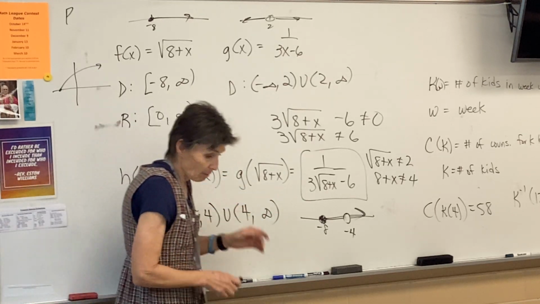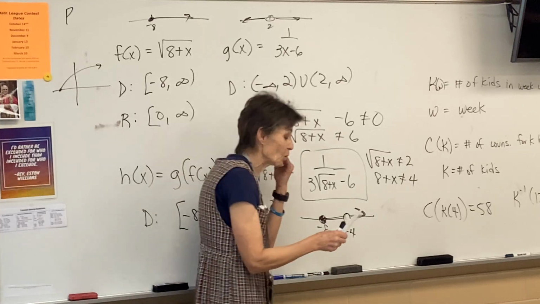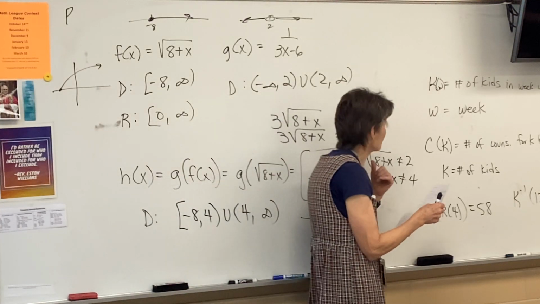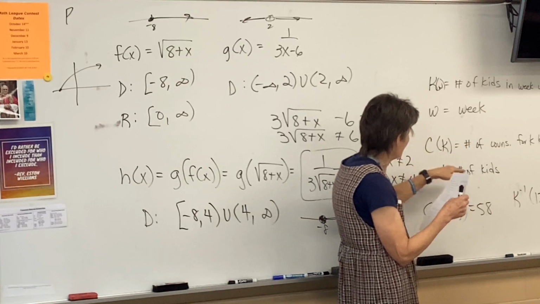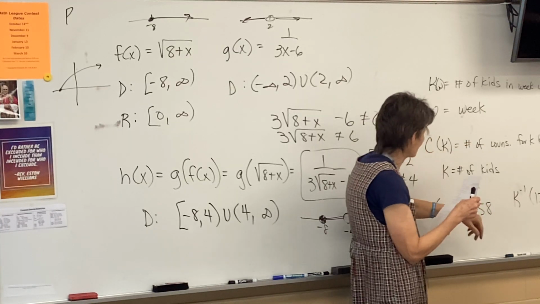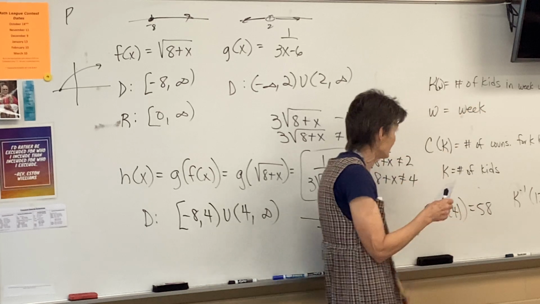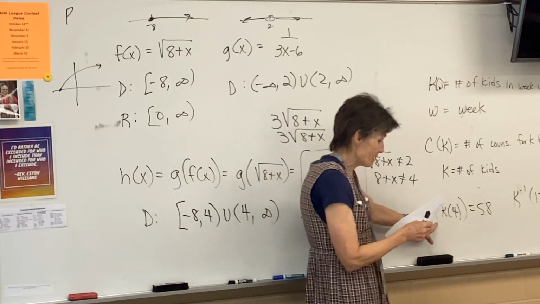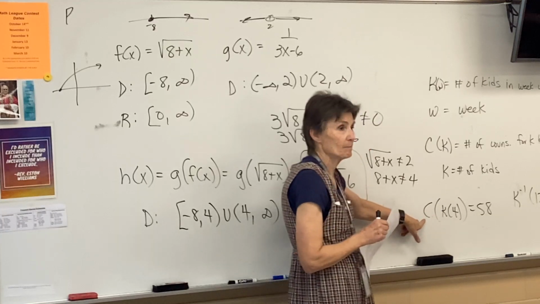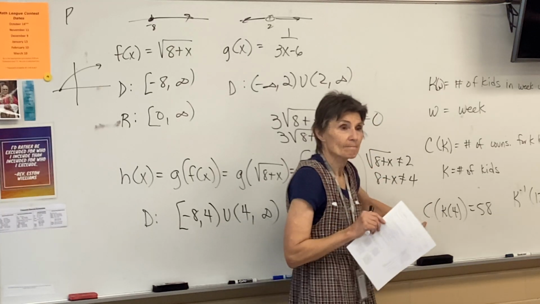All right. How about this next one here, when you were interpreting the function? So K of W is the number of kids, W is the week, C of K was the number of counselors, and K is the number of kids. All right, so what did you think this means? What does this mean? I have a question on the last one real quick.